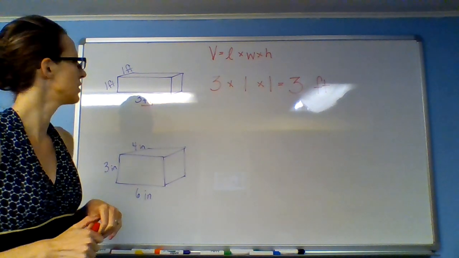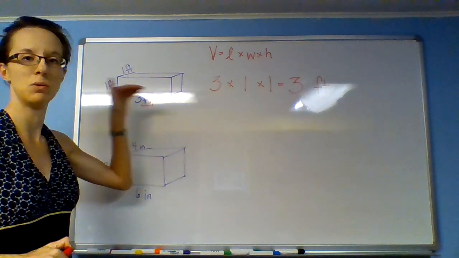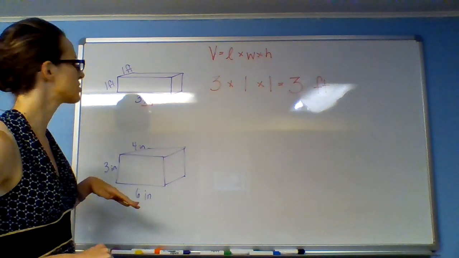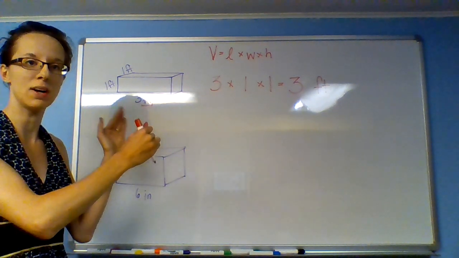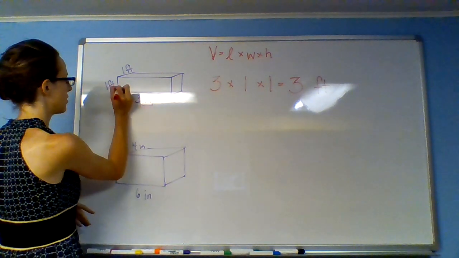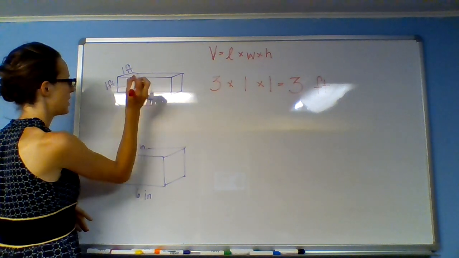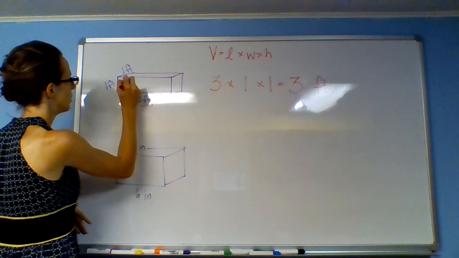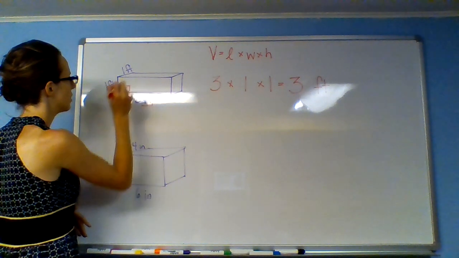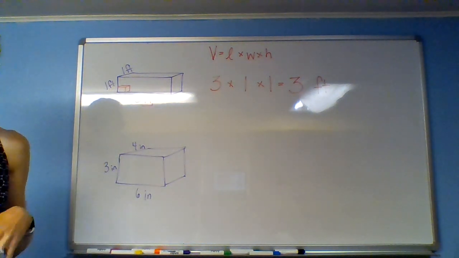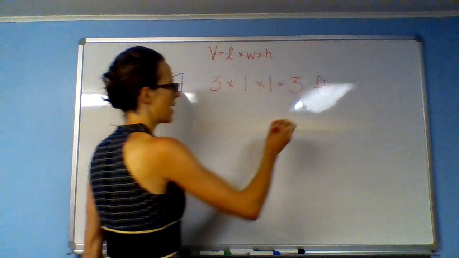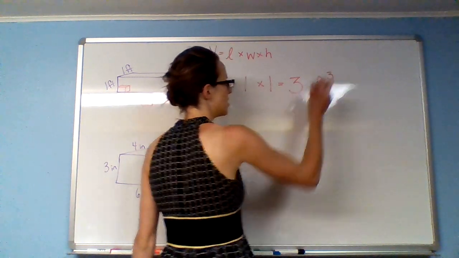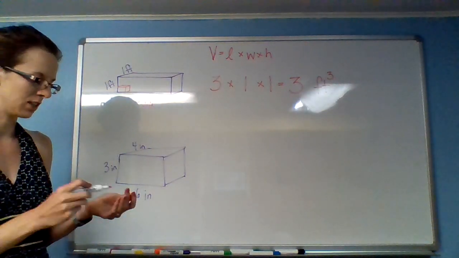But I'm not measuring a linear foot. I'm not measuring in one direction. I'm not measuring a square foot. I'm not measuring in two directions. I'm measuring a cubic foot. So I'm basically saying how many little 1 foot cubes could I fit into this box. So it's going to be feet to the third power, or feet cubed.